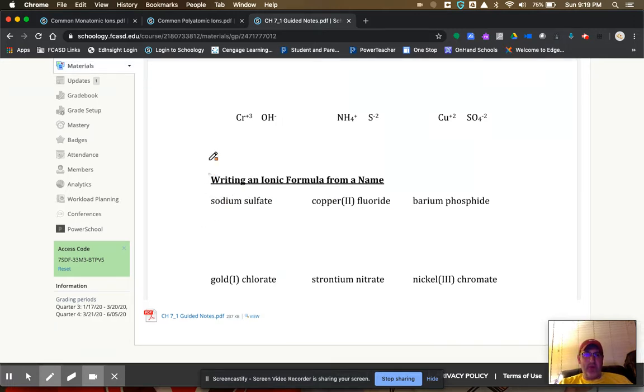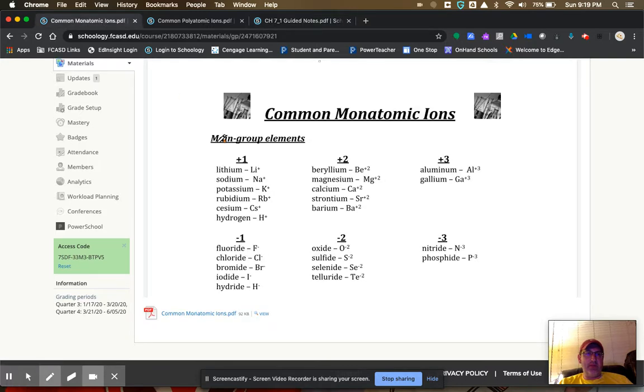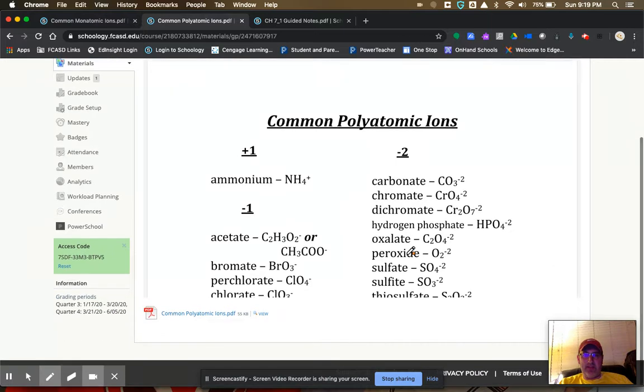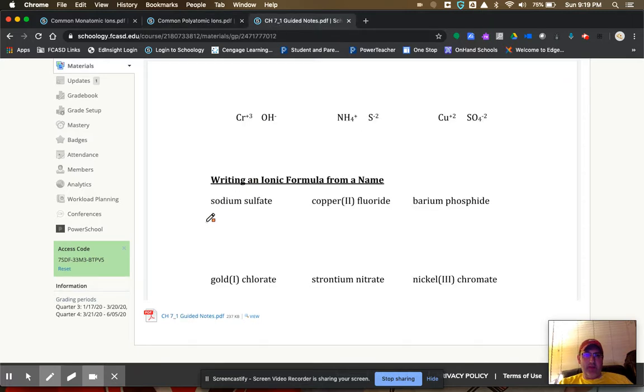Okay, so the sodium ion would come from this monatomic ion sheet. There it is right there, Na+. Sometimes the pain in these is just finding them on these sheets. And then the sulfate ion, we just looked at that one. Here it is right here, SO4 -2. So let's go back to our notes, and sodium will be Na+.